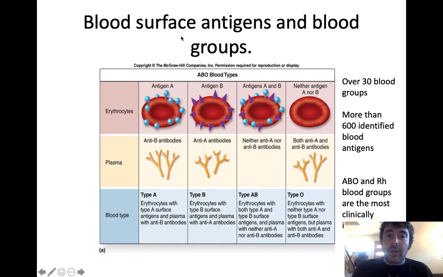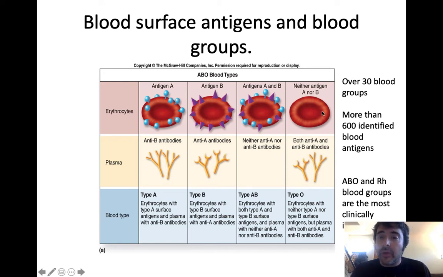So when you're looking at your blood surface antigens and blood groups, we care most about the ABO blood group and the RH blood group. The example up here is focusing the attention on the ABO blood group. So if you have neither antigen A nor antigen B, your blood type here would be O, because you have neither A nor B antigens on the surface of your red blood cell.